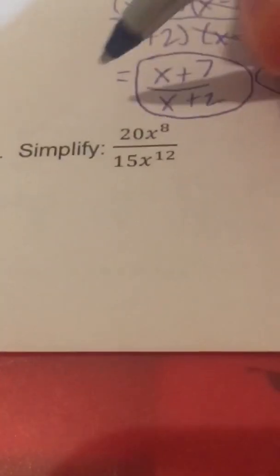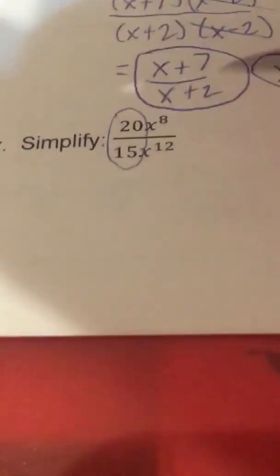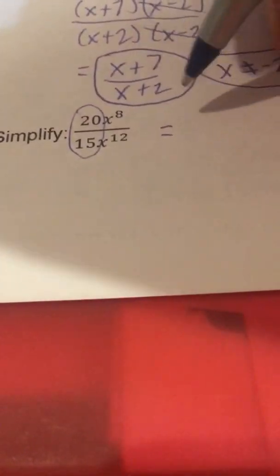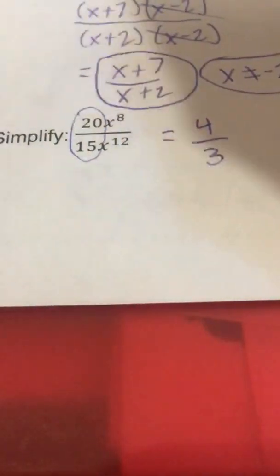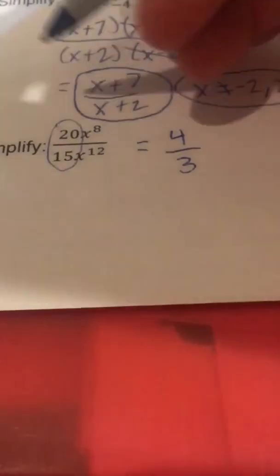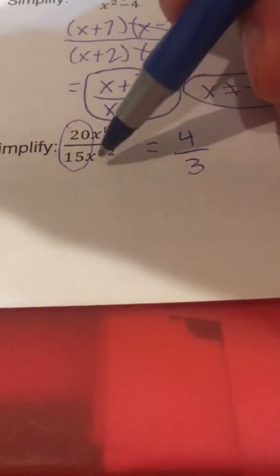Look at the coefficients, 20 over 15. I could reduce that. I could divide both of those by 5. So 20 divided by 5 is going to be 4, and 15 divided by 5 is going to be 3. So 4 over 3. And then for the variables, x to the 8 over x to the 12, remember when you're dividing, you just subtract the exponents.